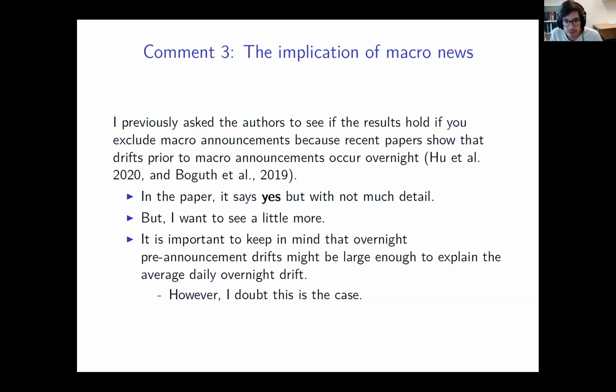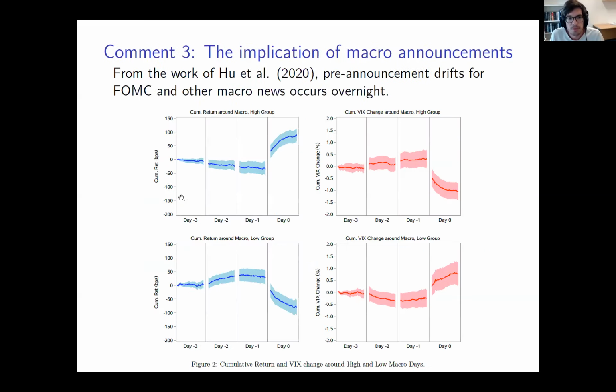I would like to say a little more, because it's important to keep in mind that the overnight pre-announcement drift might be large enough to explain the average daily overnight drift. I don't think that's the case, but I would ask the authors to do a little more to rule out this possibility. For example, I take this from the work of Hu and co-authors: they plot the cumulative returns for all macro news announcements, with macro and FOMC announcements, three days before the announcements at day 0.